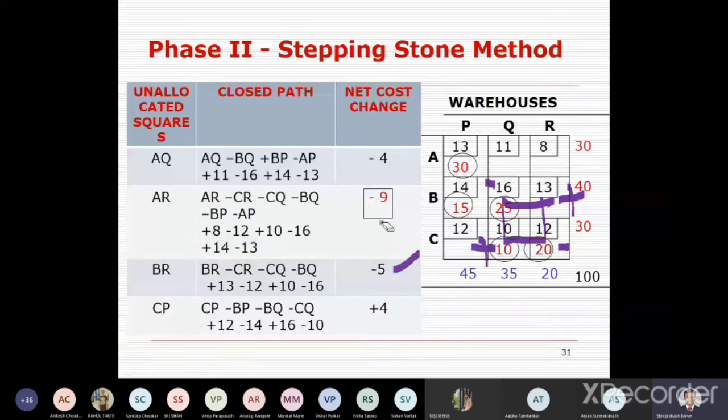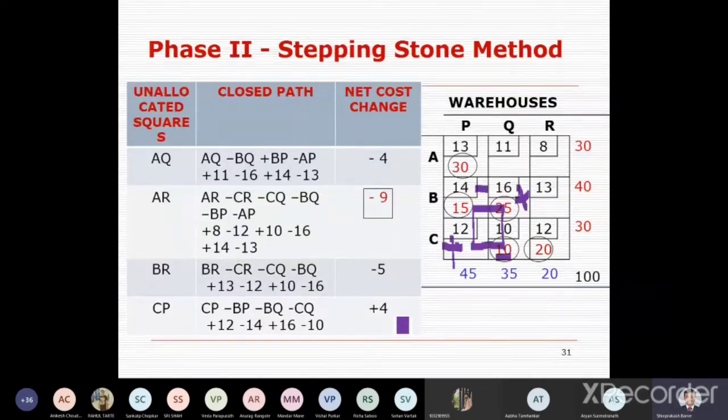And the one last that is remaining, you can see, is CP. For this CP, mark here plus. Start with CP. Here also easily you can get the square, that is vertical, horizontal, then down and towards left. So mark minus, plus, minus, this is plus and this is minus. And take the addition of all these 4 corners with respect to their sign. So it is plus 12, minus 14, then plus 16, minus 10, and total is plus 4.